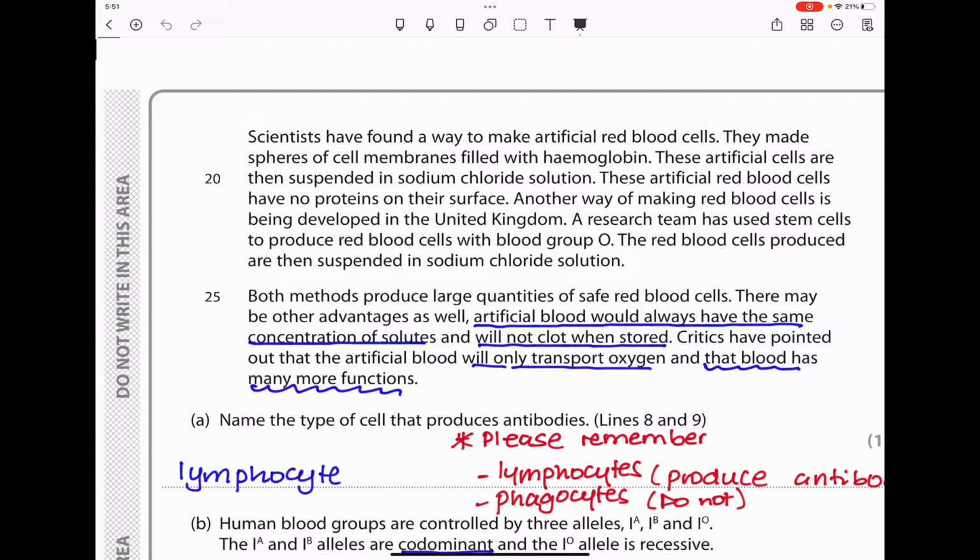There may be other advantages as well. Artificial blood would always have the same concentration of solids and will not clot when stored. Critics have pointed out that artificial blood will only transport oxygen and the blood has many more functions.